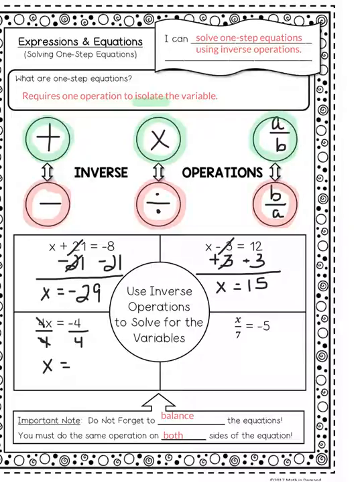Equals. Negative divided by a positive is a negative. 4 divided by 4 is 1. Again, you may say, I can do that in my head. I know that, but we're going to write out the steps. Lastly, we have x divided by 7. To get the x by itself, we're going to multiply by 7.